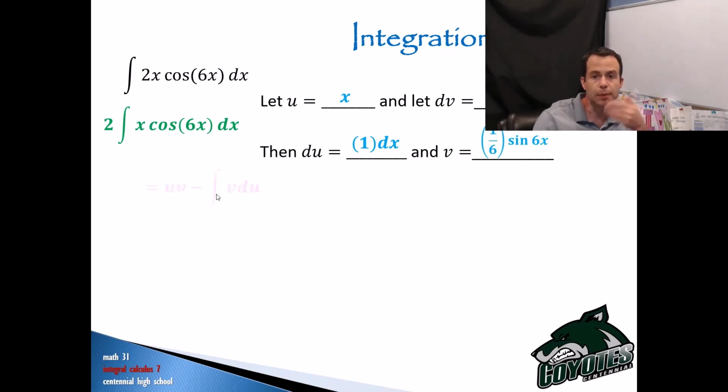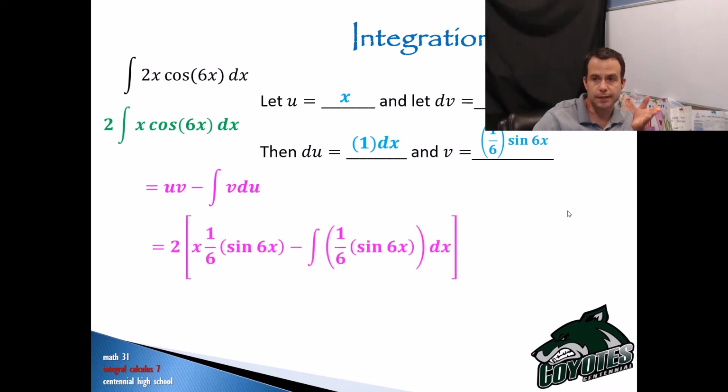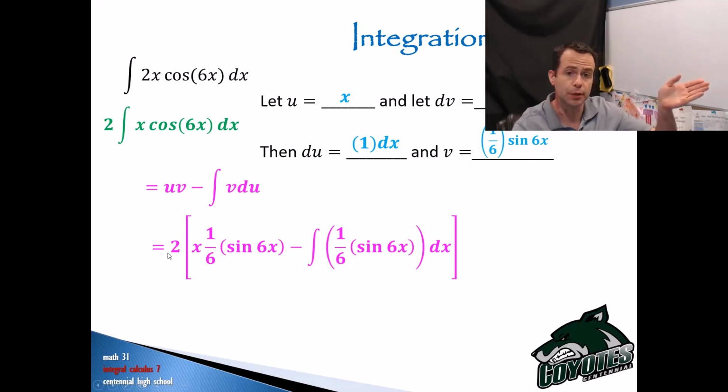Okay, so I plug all that in. So my u is x, my v is 1 over 6 sine 6x. Then I'm going to minus the integration of 1 over 6 sine 6x dx. Okay, so now just notice too, my 2 is going to have to get applied to both of those terms because I brought the 2 into the front.